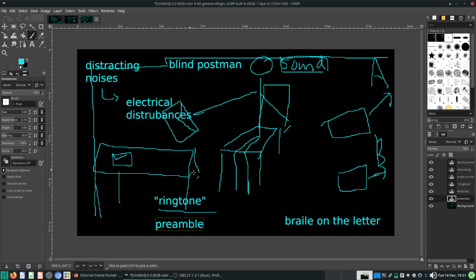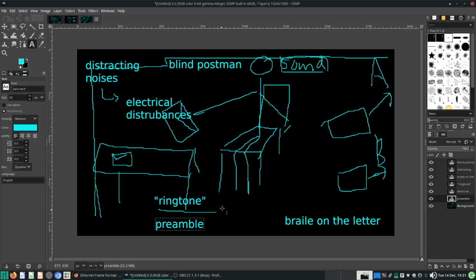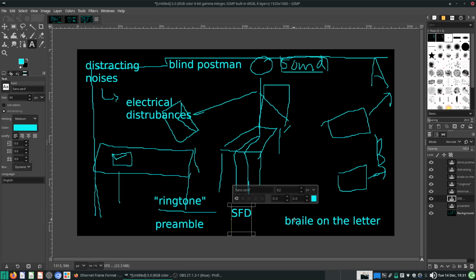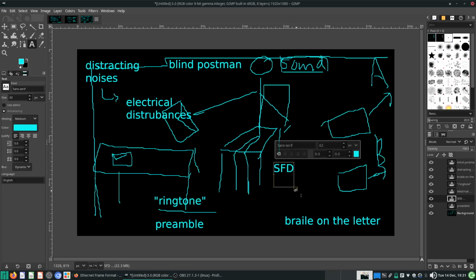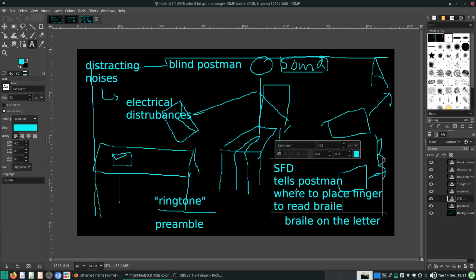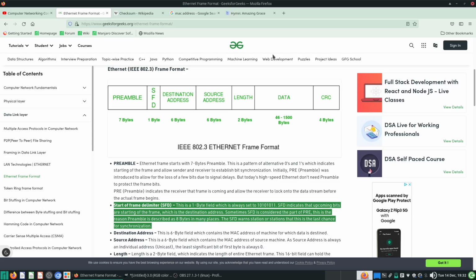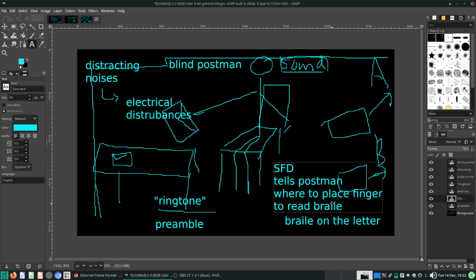So the SFD, start of frame delimiter, tells the postman where to place finger to read Braille. Am I spelling Braille right? Okay, I just did a quick Google search. You're supposed to spell Braille with a double L. Okay, so pardon me for that.